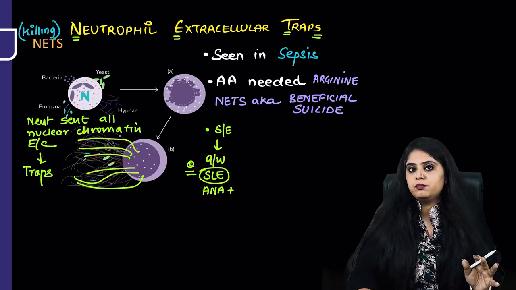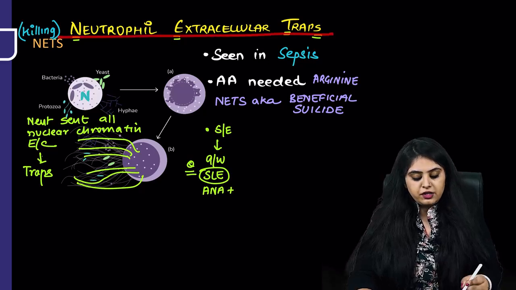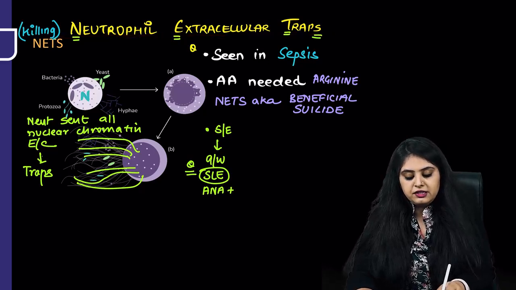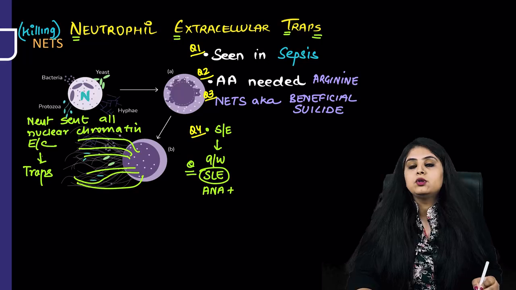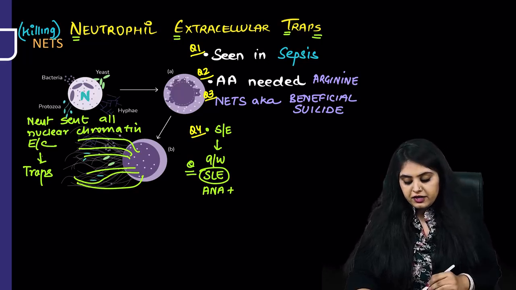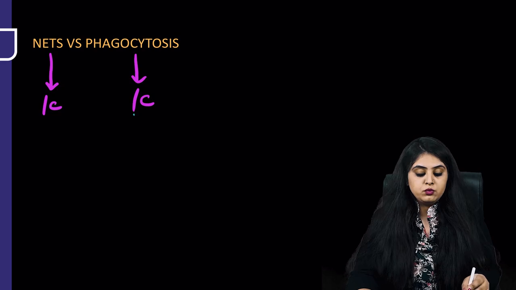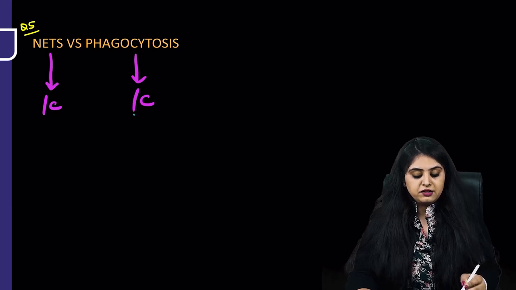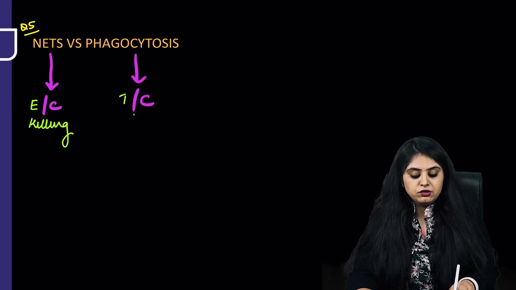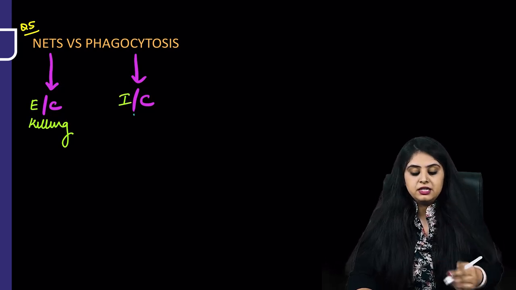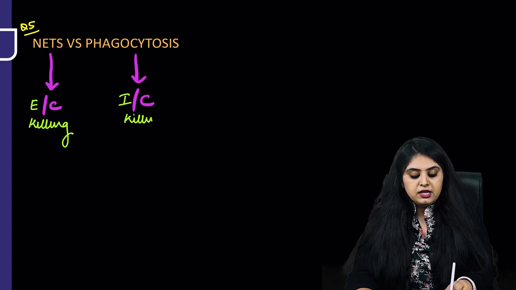So the four most important points. Neutrophil extracellular traps: number 1, seen in severe infection. For this, the amino acid needed is arginine. The other name is beneficial suicide. It can be associated with autoimmune disorders. But now if I ask you question 5, what is the difference between nets and phagocytosis, you will say in nets, where was the killing happening? Outside the cells, extracellular. Whereas in phagocytosis, we eat the bacteria, bring it inside. So it is going to be intracellular killing.